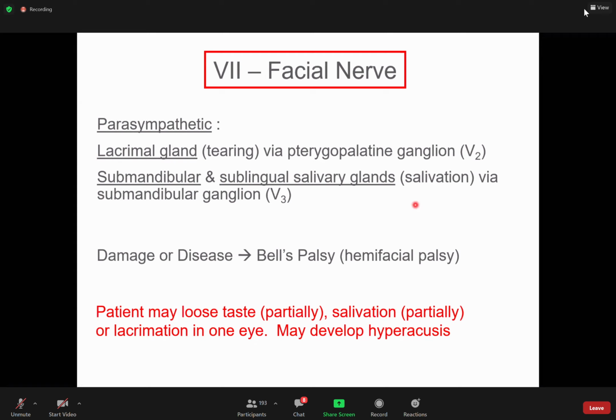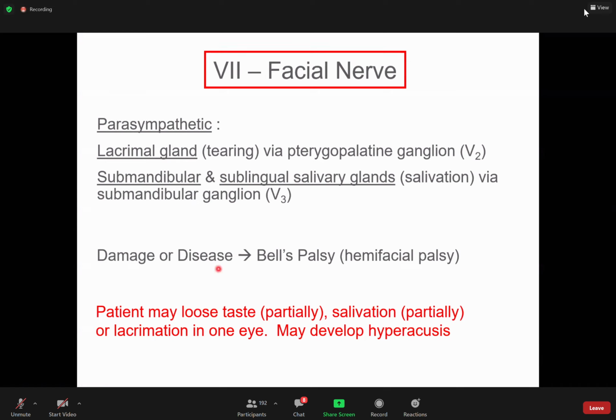We are coming to the facial nerve, and this is one of the very important nerves. You should know everything about the facial nerve when we talk about it. So facial nerve is parasympathetic. It supplies the lacrimal gland. We have pterygopalatine ganglion, and it supplies the submandibular and sublingual gland via submandibular ganglion.